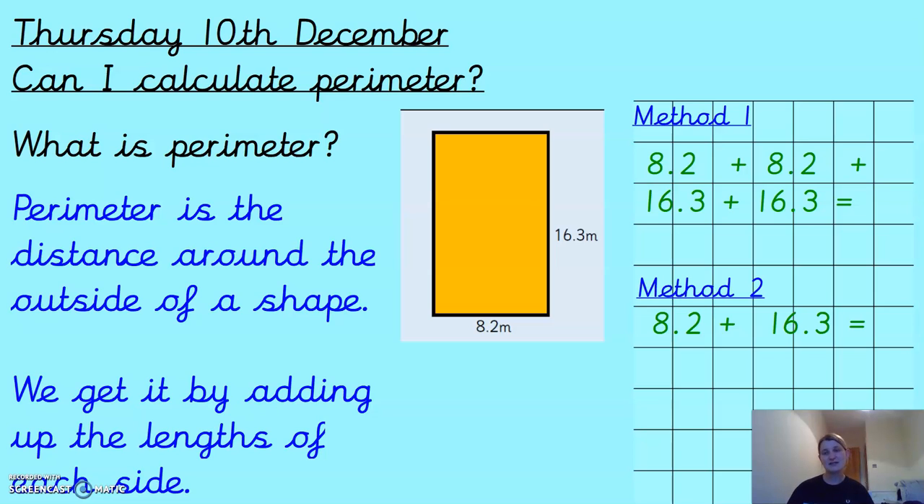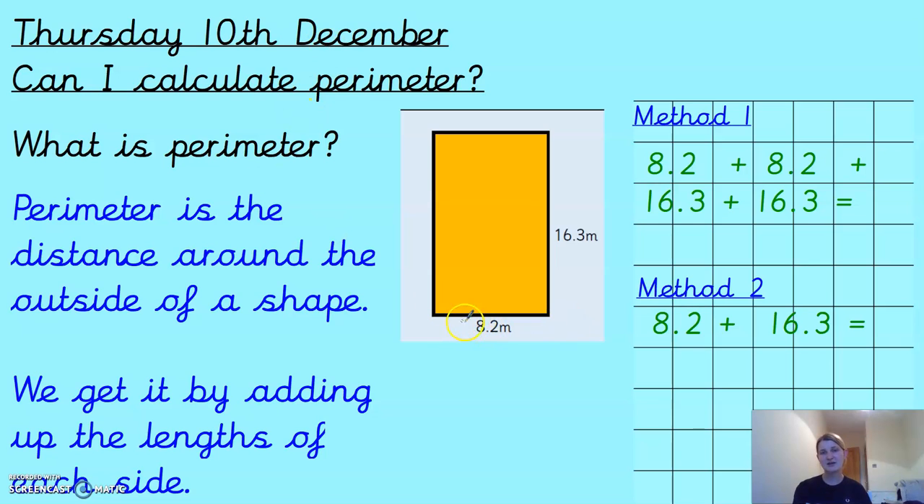So let's get started by reminding ourselves what perimeter is. Hopefully you guys came up with a definition yourselves as well. But perimeter is the distance around the outside of a shape, and we can get it by adding up the lengths of each side.